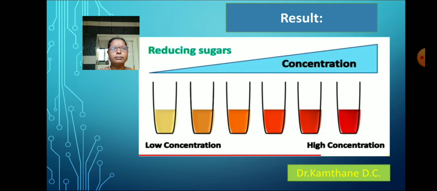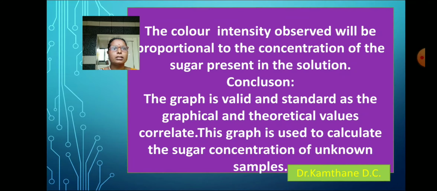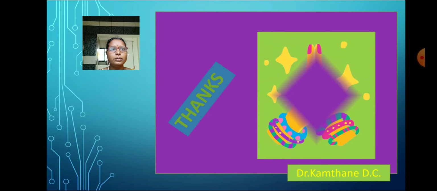This is the result. As the concentration of sugar increases, there is an increase in the intensity of the color. Conclusion: the graph is valid and standard if the graphical and theoretical values correlate with each other. This graph is used to calculate the sugar concentration of the unknown samples. Thank you for listening.